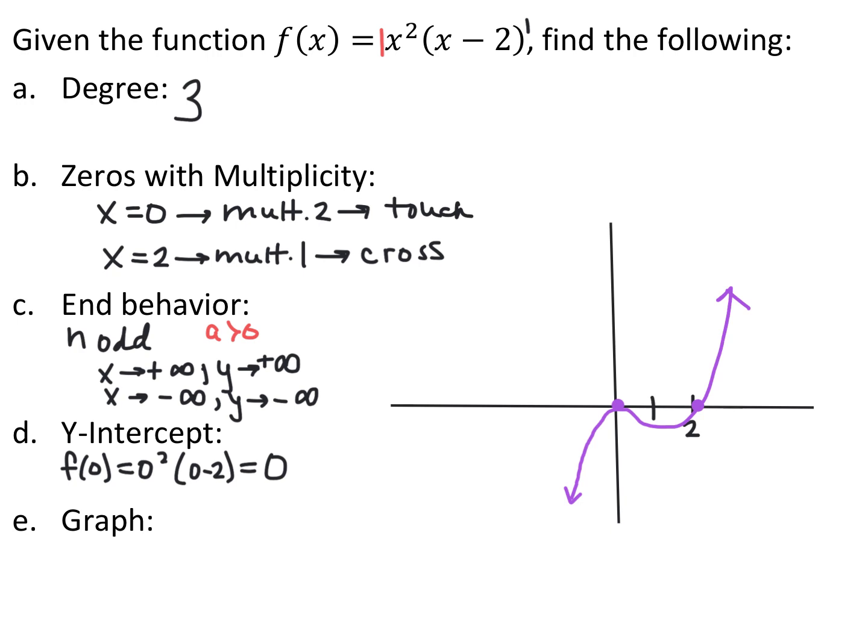So we're not looking for anything super fancy, just meeting all of these aspects here. So I have my two zeros, x equals 0 and x equals 2. My end behavior, I know as x approaches positive infinity, my y's are going to approach positive infinity. And as x approaches negative infinity, my y's are going to approach negative infinity. I also know that I need to touch at x equals 0. So I'm going to come up, touch, bounce back off, and then cross here at x equals 2.